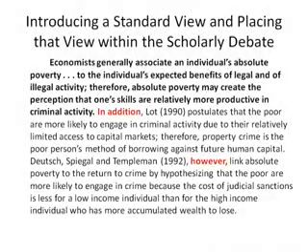This is from the economics piece. Here's an example from a real journal article, a real lit review, that starts with one of those standard statements and then leads to placing that statement into the larger conversation. And it says, economists generally associate an individual's absolute poverty to the individual's expected benefits of legal and illegal activity. Therefore, absolute poverty may create the perception that one's skills are relatively more productive in criminal activity. That's the general statement. Look at the transition then.